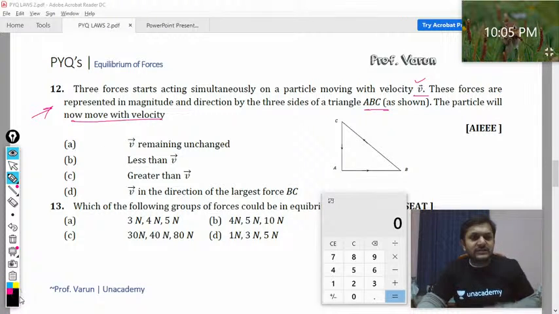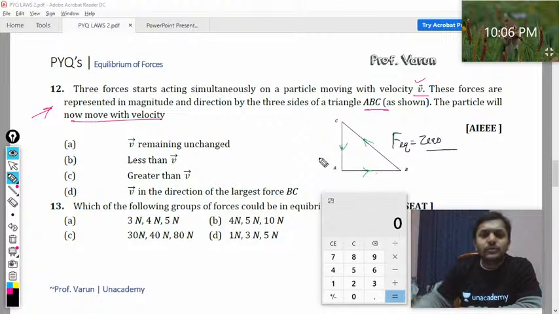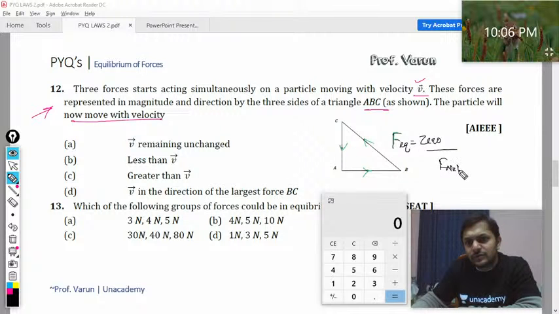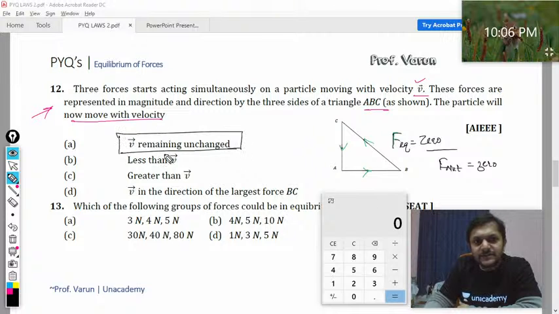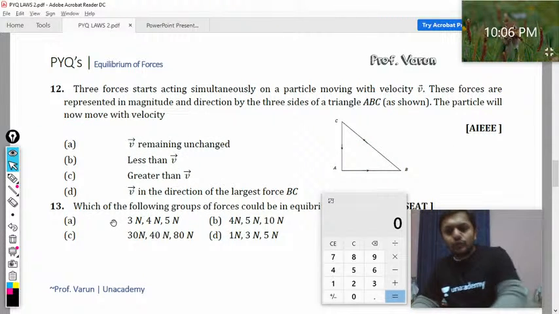Okay, dear student, this is a very good question. So what will it be? See, this is one force, this is another, and this is another. So all these three forces are in a cyclic order. So it means that the net force, the equivalent force, will be equal to 0. When the F net is 0, the velocity remains unchanged. So A will be the correct answer. Okay, question number 12. So let us move to question number 13.